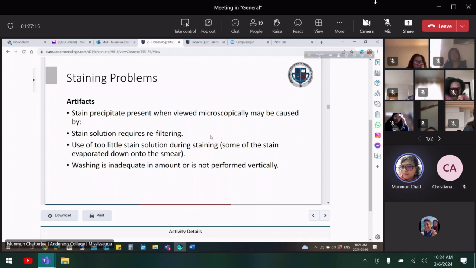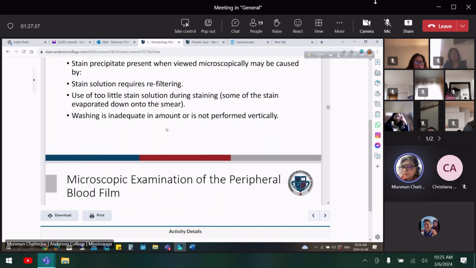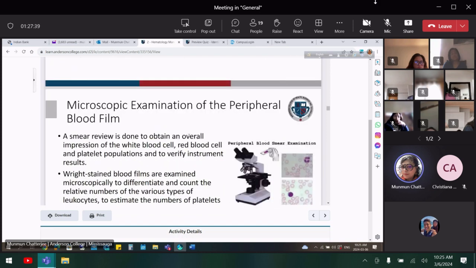Use of too little stain solution during staining: some of the stain evaporates onto the smear. Instead of bathing in the dye, if you put a lesser amount, you have to dip the slide and take it out, and then the stain becomes evaporated. Washing is inadequate in amount or not performed vertically. So washing has to be done vertically.